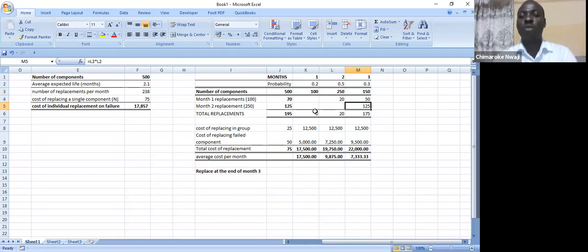If you add month 1 replacement, nothing is being replaced during month 1. In month 2, there are 20 replacements, and in month 3, there are 75 replacements. Add them together, it gives you 175.